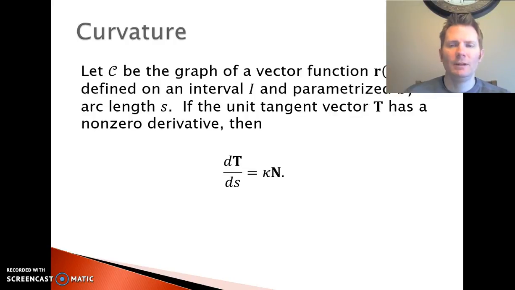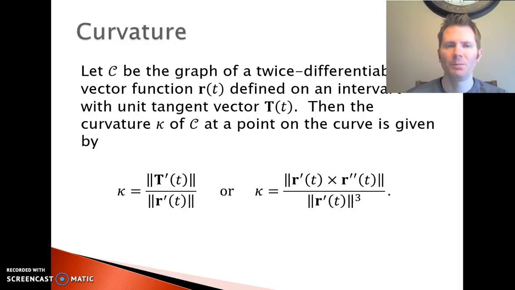If the unit tangent vector T has a non-zero derivative, then the derivative of the unit tangent vector with respect to the arc length parameter s is equal to the curvature kappa times the unit normal vector. I'm just throwing a lot of definitions and theorems at you. Again, these are more fully explained in the text, so if you take some time to read through that before Wednesday's class, that would definitely be helpful.